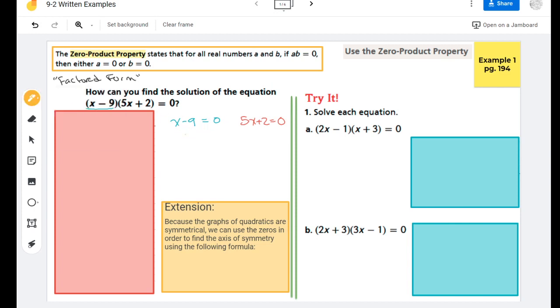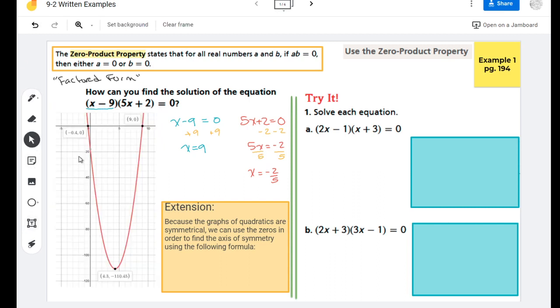Here in the blue, I'm going to add 9 to get x alone, and I get the solution x equals 9. On the red solution, this one's a two-step equation. First I have to subtract the 2 to get rid of my addition. And then I need to get rid of this multiplication by dividing by 5. I'm just going to leave that in the fractional form of negative 2/5. So these are the two places where our parabola will cross on the x-axis.